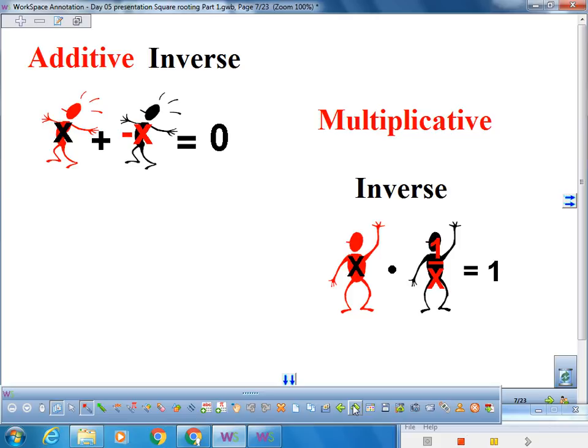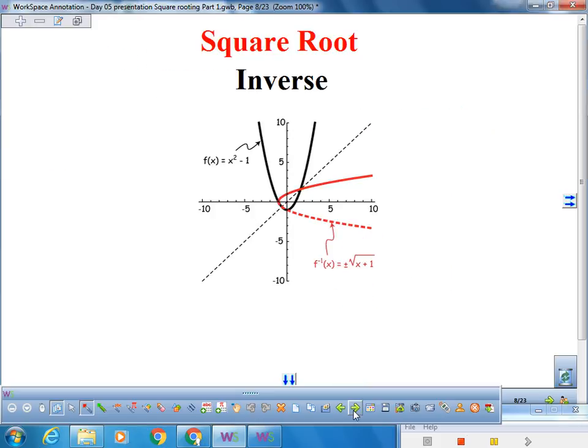All right, so additive inverses. When I have a positive and a negative, it makes 0. That's our additive inverse property. Multiplicative inverse property is an x times a 1 over x, right? That gets us 1. That's our multiplicative inverse. So additive makes zeros. Multiplicative makes 1. Now we're going to go into square root inverses.